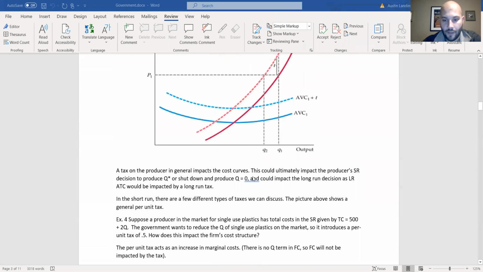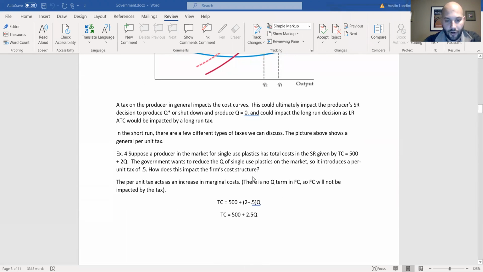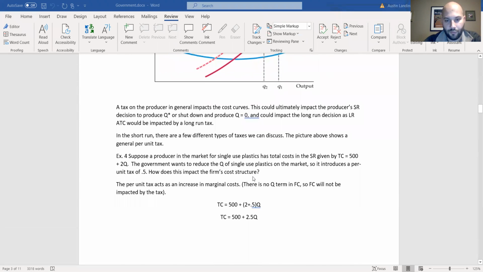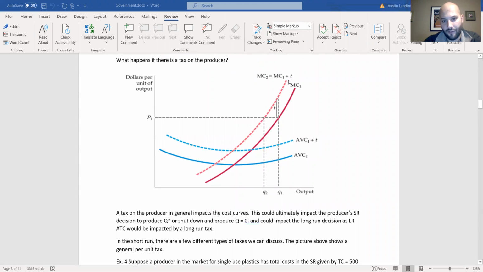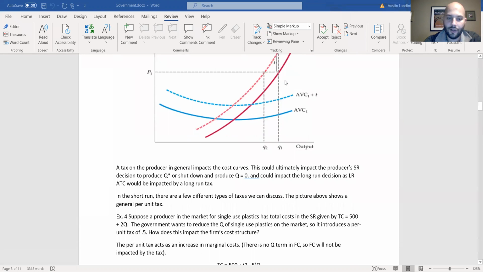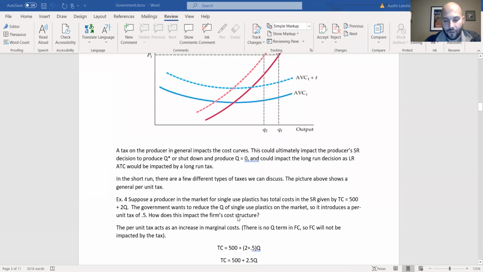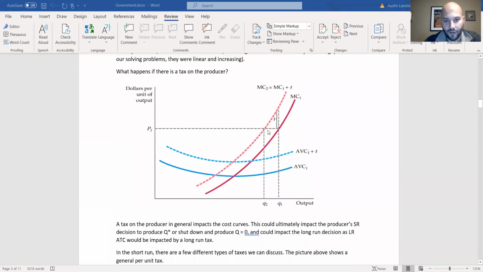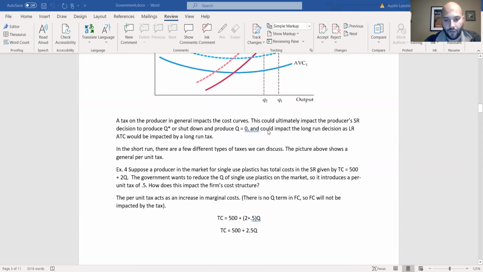So again, why might or might not the producer or the government want to implement this tax on the producer? We know ultimately this is going to be a supply shift to the left, and then we can go back to the beginning: a supply shift to the left is going to, all else equal, result in a higher price and lower quantity, and that might have some drawbacks. So in this example, the government wants to reduce single-use plastics, and the result is that we might have higher prices and lower quantities in the market, reducing consumer surplus.